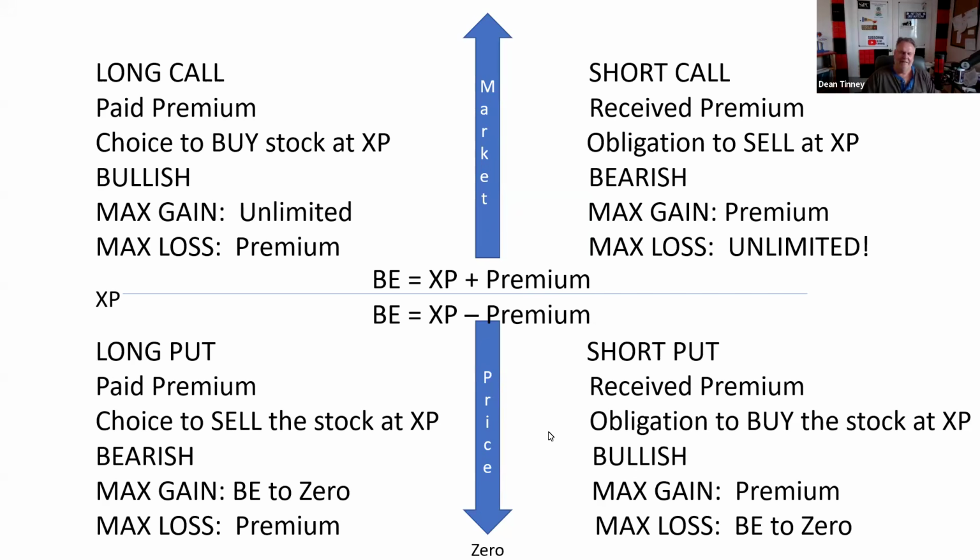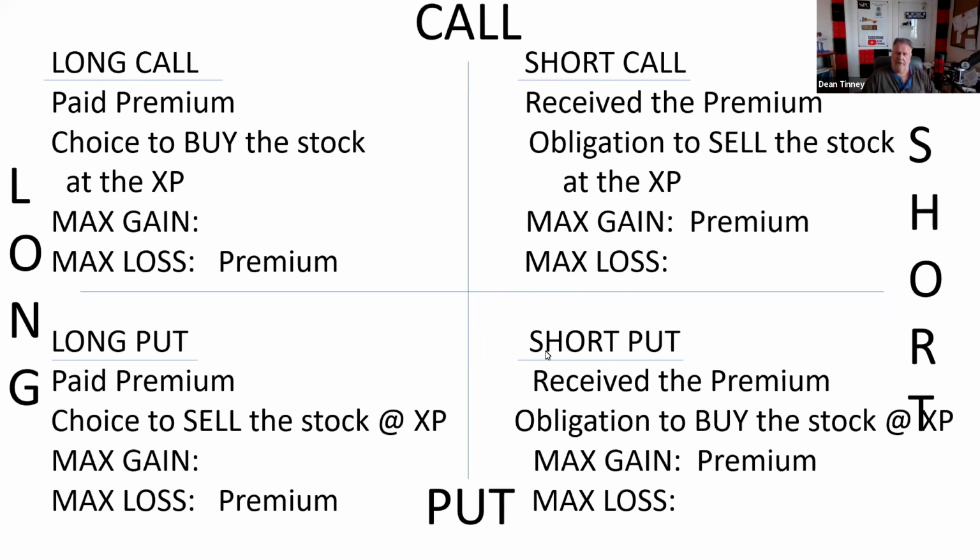And when we get all done this evening, this is what your matrix should look like. And the good news about the matrix is, if you memorize it and I ask you, for example, what can you tell me about a short put? You say, Dean, when you're short a put, you've received the premium, you're obligated to buy the stock at the strike price, you're bullish, the max gain is the premium, and the max loss is when the stock goes from the break even to zero. Your break even is strike price less premium. You might not have any clue what you just said, but it's technically correct.